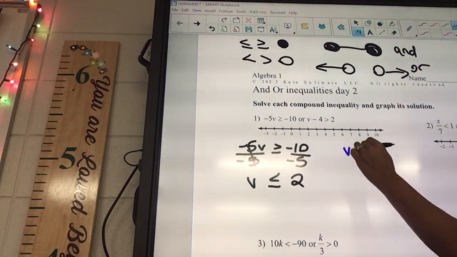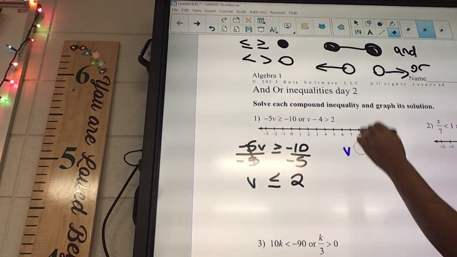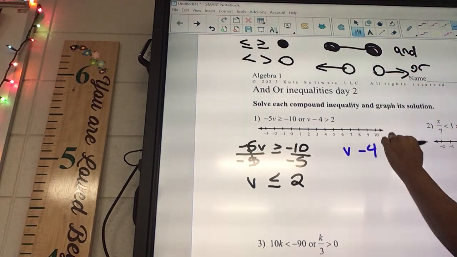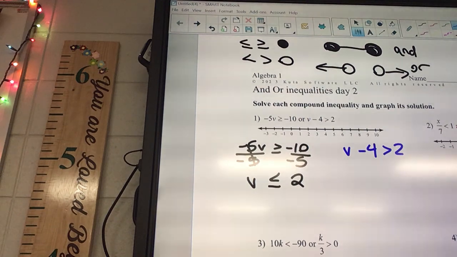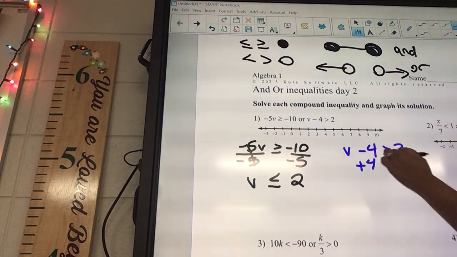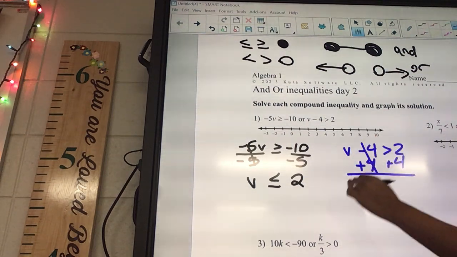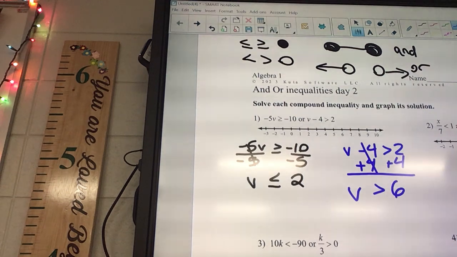Okay, and then I'm going to minus 4. And that 2, okay? And so what needs done? Plus 4. Plus 4 on both sides. Okay, and so that's gonna give me 6.